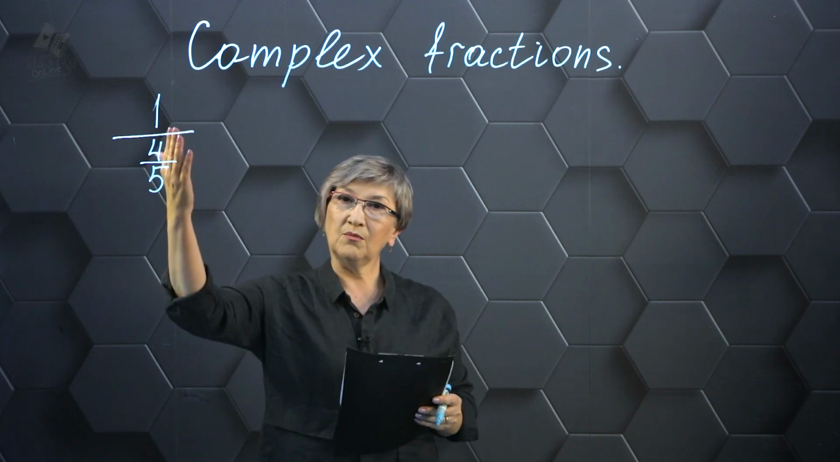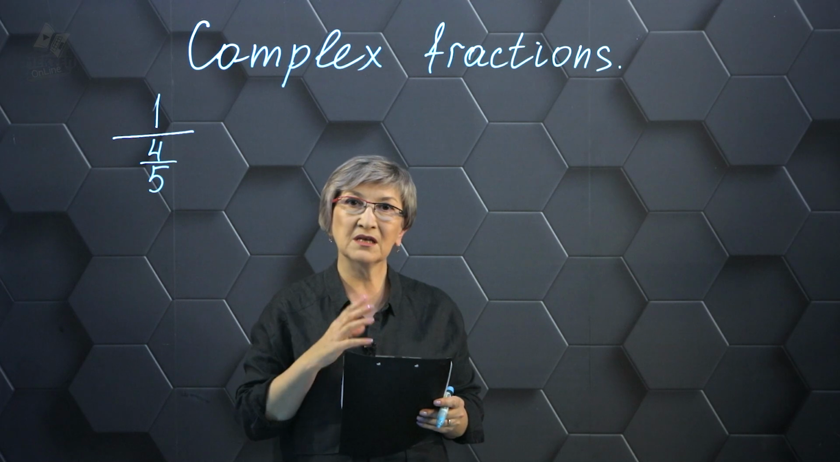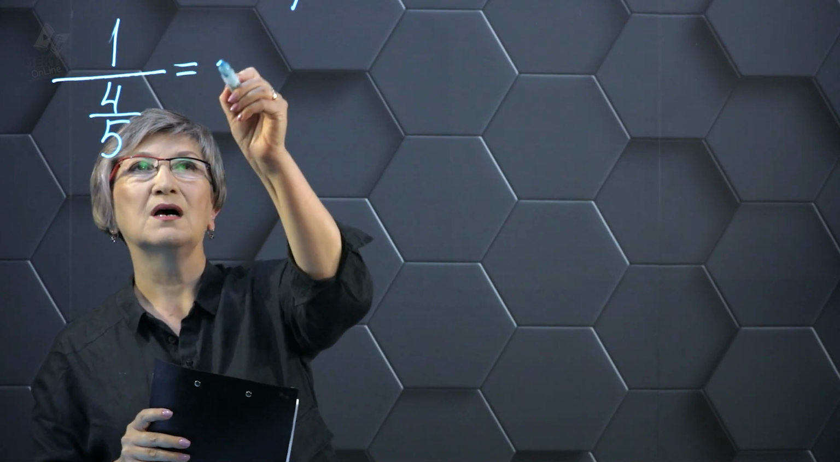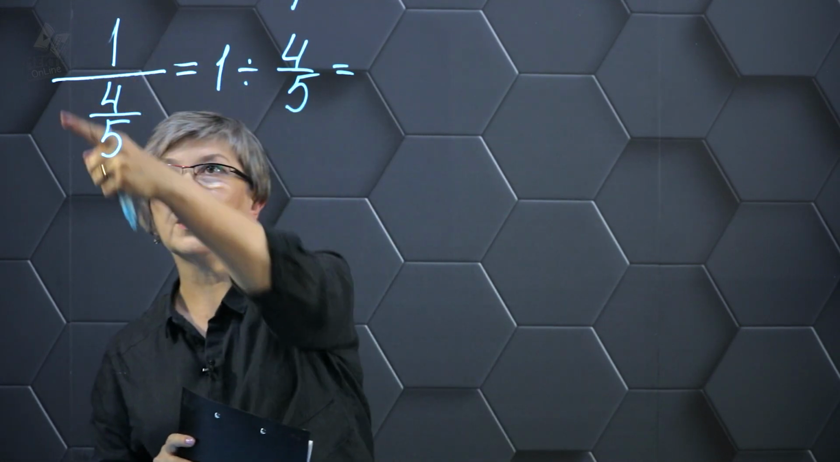In practice, working with these fractional numbers is not that difficult. Why? The point is that we said that the fractional line in math means a division sign. So I can write down this complex fraction in a different form. Let's write it down. 1 divided by 4/5. And then we realize what this fractional number means.